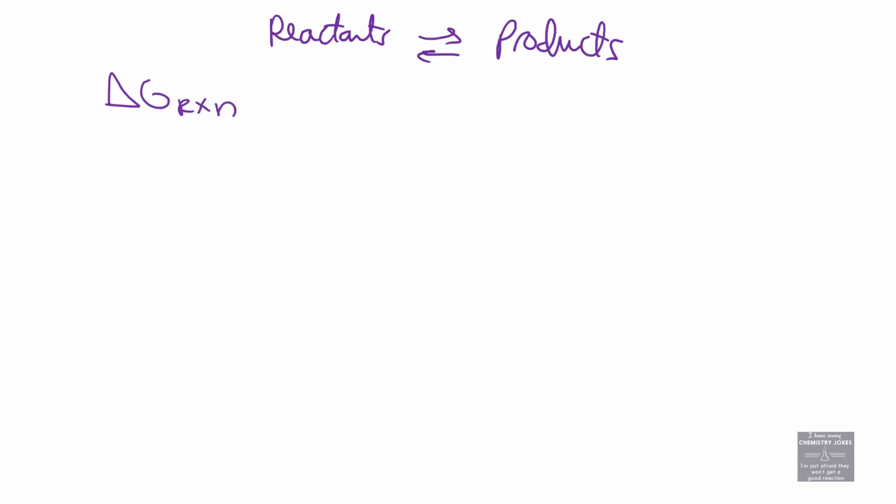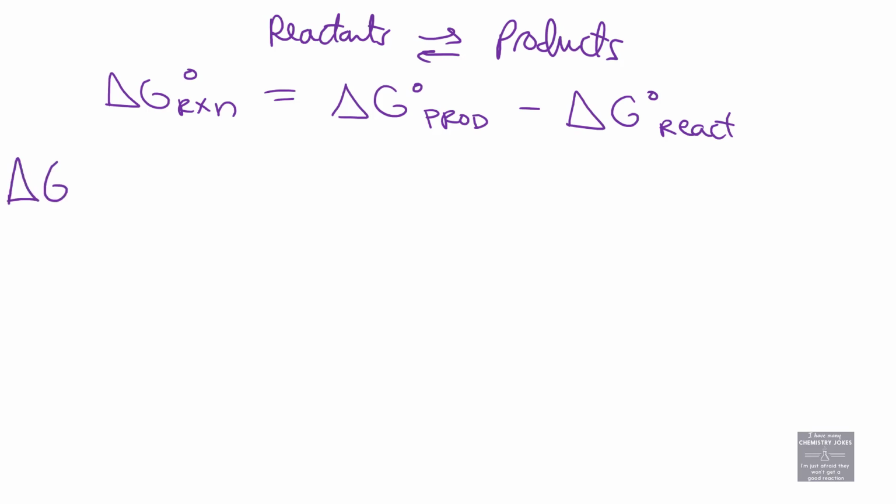Let's write it. If I know that I have some reactants going to products, the typical way to calculate delta G for this reaction is that delta G standard of the reaction is the sum of delta G standards of the products minus the sum of delta G standards of the reactants. Well, for delta G non-standard for the reaction, you have to do delta G non-standard of the products.